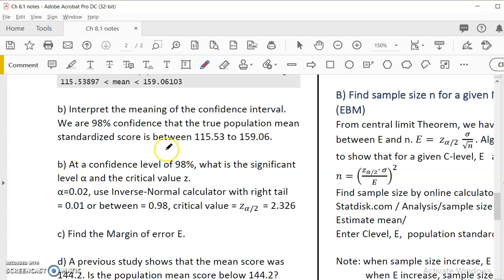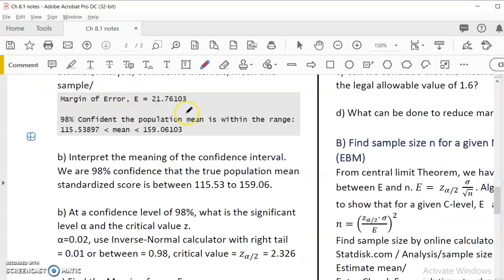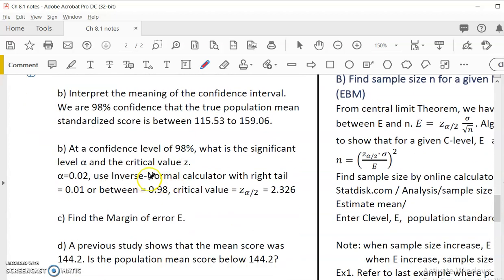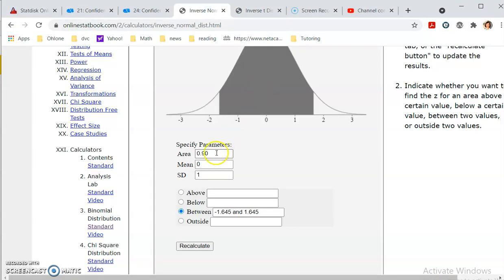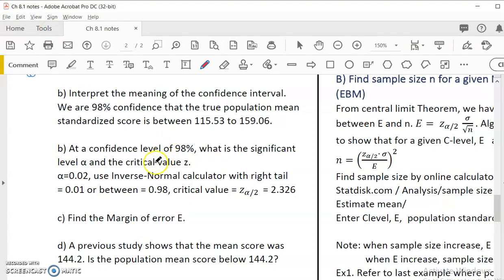At a 98% interval, what is the significance level and the critical value? You notice that when they output it, there is no Z. They give you E, they calculate it for you, but they hide the Z. So we want to learn how to do it. The critical value is Z, so we use the inverse normal calculator again. The middle area is 0.98 because I'm doing 98%, so I choose in between and calculate. It's 2.326.